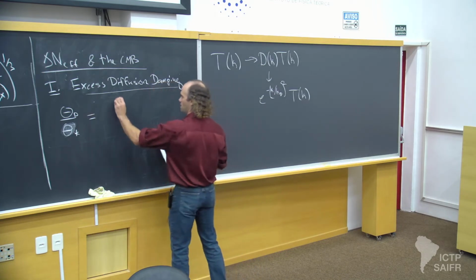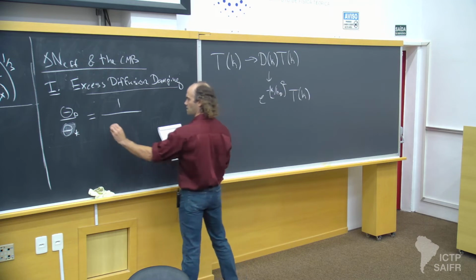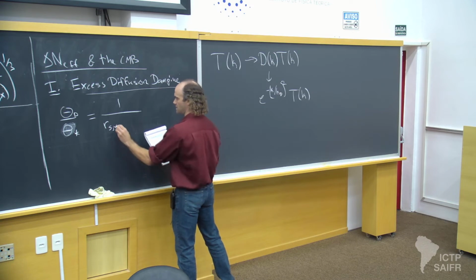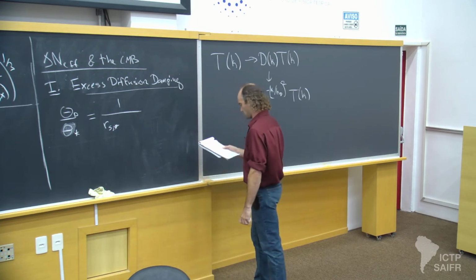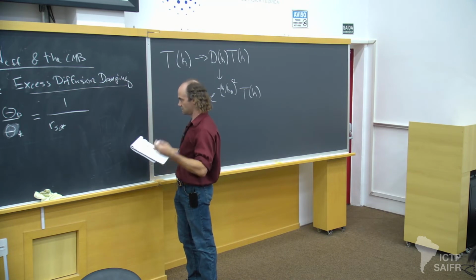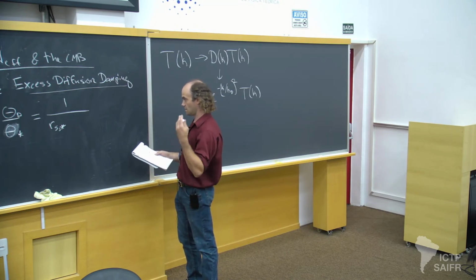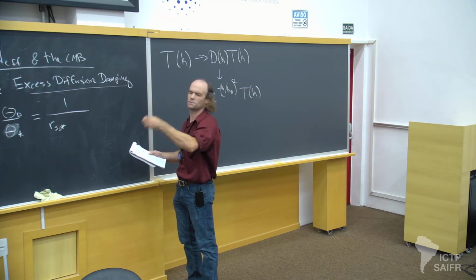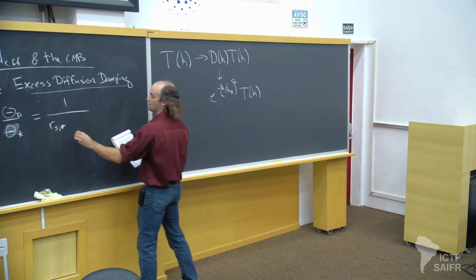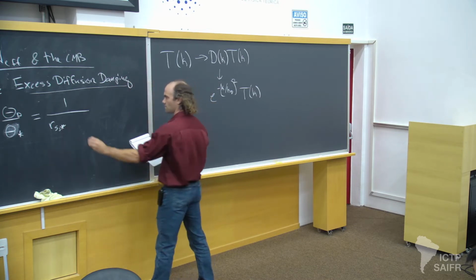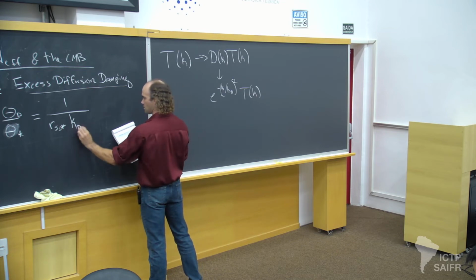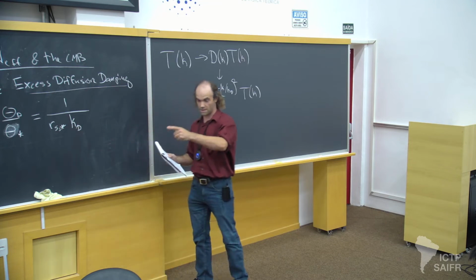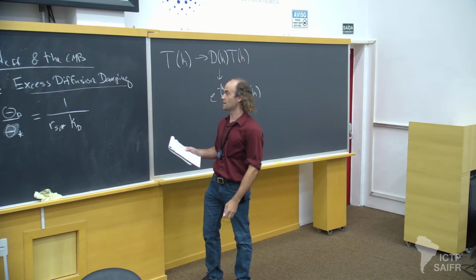We wrote this down in terms of a sound horizon distance, which is just the speed of light times the time scale for sound to travel, which is t star, times the speed of sound times the time at recombination. Okay, and KD is just the characteristic K for when you start to get diffusion damping.